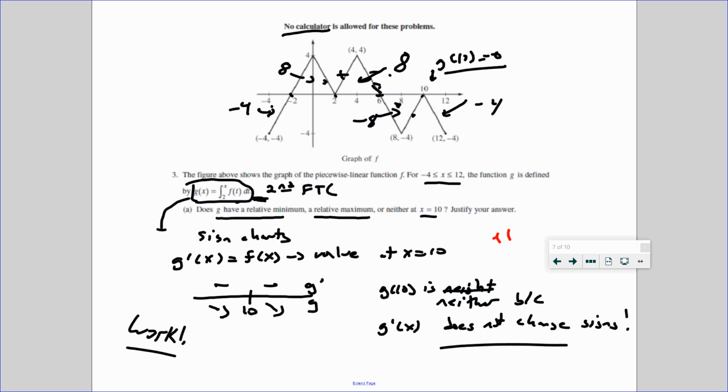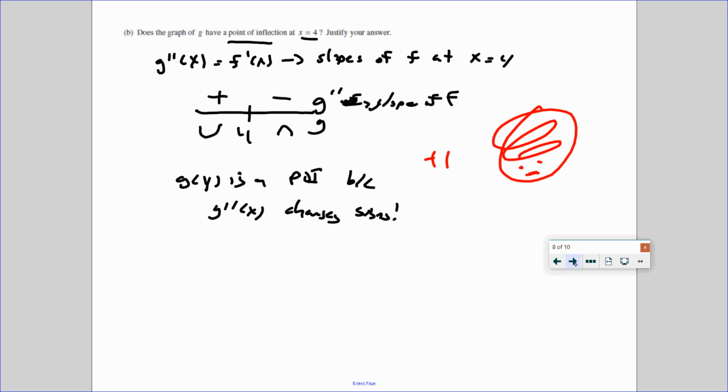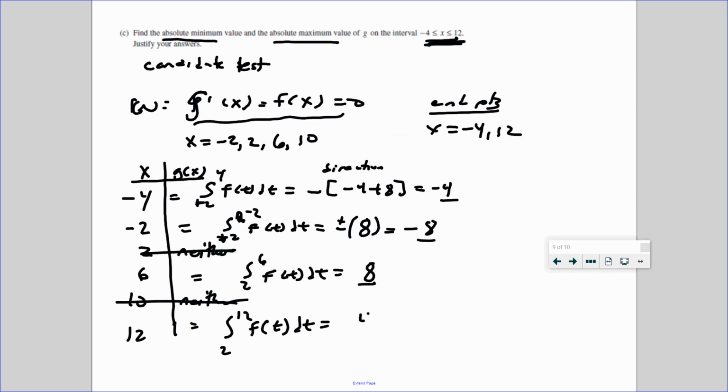Because remember, at 2 it's 0. I know that because g of 2 is the area from 2 to 2, which is going to be 0. So I know that that's going to be 0 as well. I'm not worried about adding all these. I only have to worry about the area from 10 to 12, which is -4. So that's just -4.